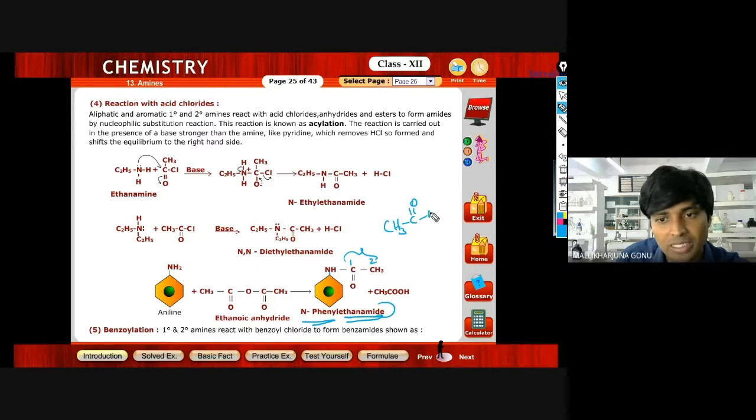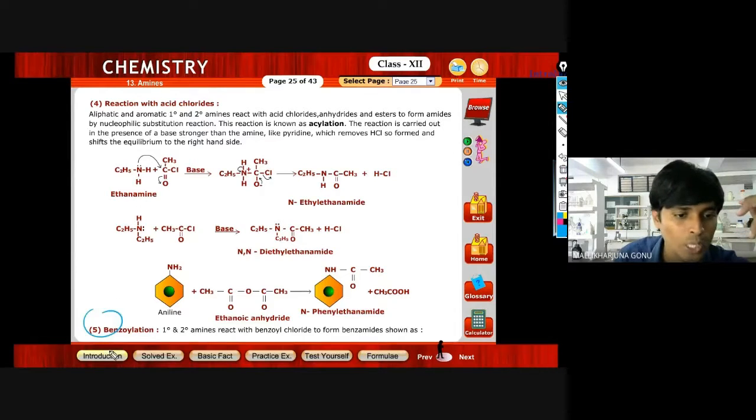CH3CONH2 is there. So this is the ethanamide. If a phenyl group is here, N-phenyl ethanamide. If some substitutions are there on this, you have to put that in brackets, 4-chlorophenyl. So in brackets you have to put 4-chlorophenyl ethanamide. So that's how you have to write the IUPAC nomenclature.